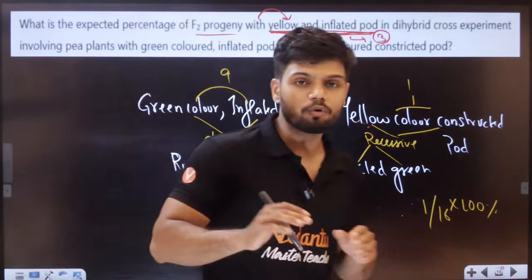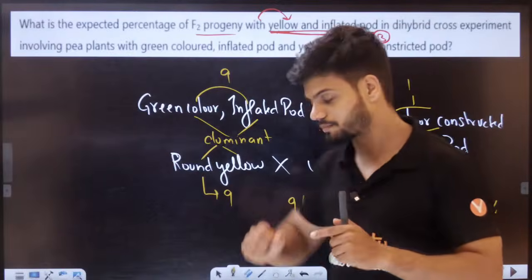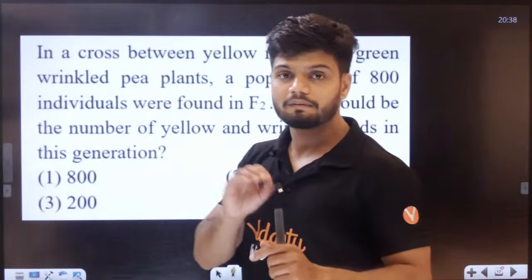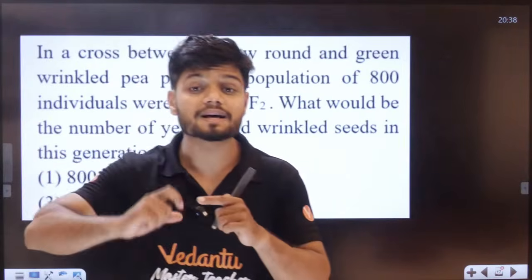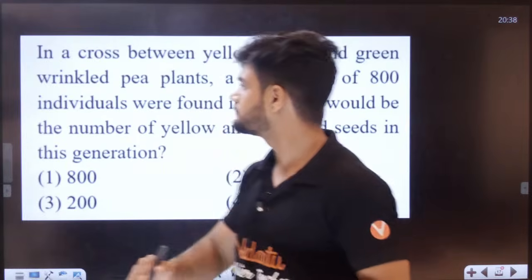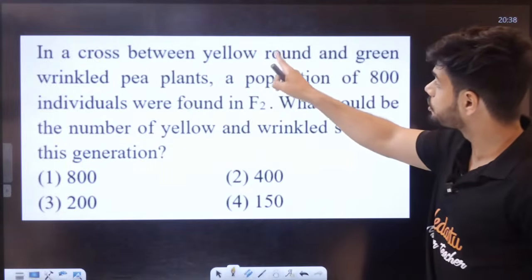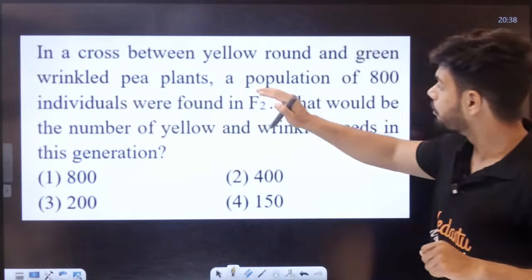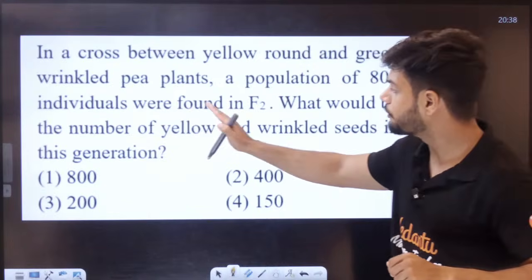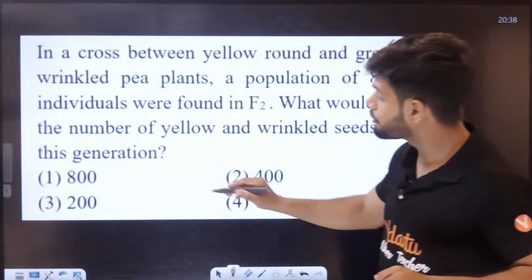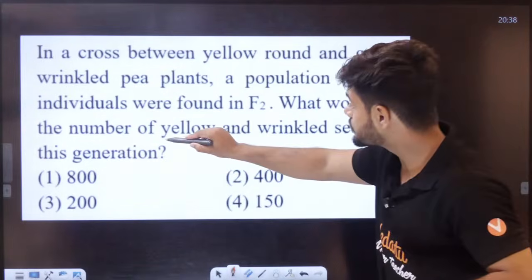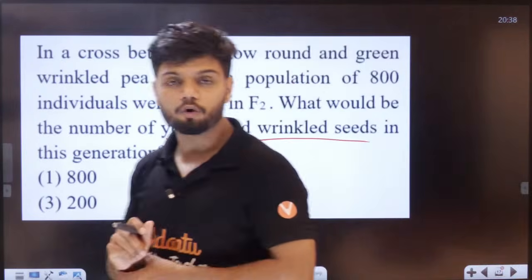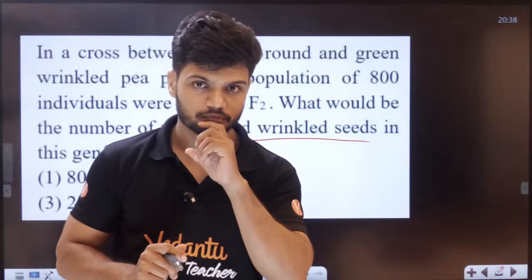Very simple, students. Now, this numerical has a variation also. This is how the variation comes. Sometimes they will not ask you percentage. Instead of asking percentage, they'll give you a number only. See this. In a cross between yellow round and wrinkled green, now they have used typical dihybrid examples. A population of 800 individuals were found in F2. What would be the number of yellow wrinkled seeds? First of all, tell me, how many yellow wrinkled do we have?